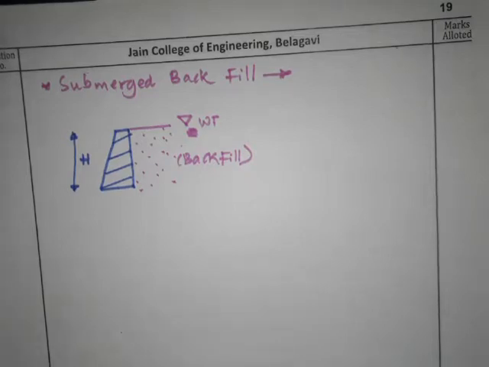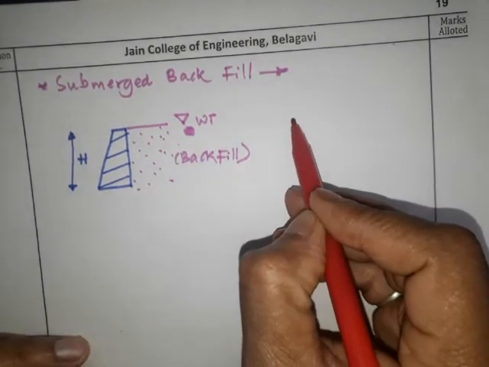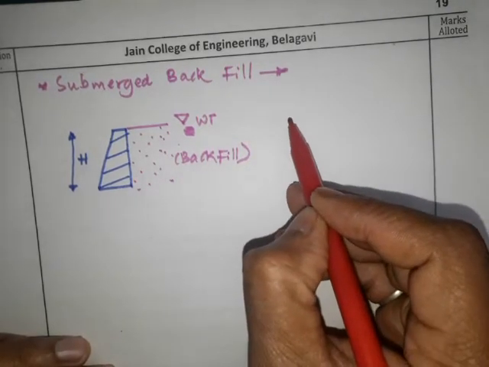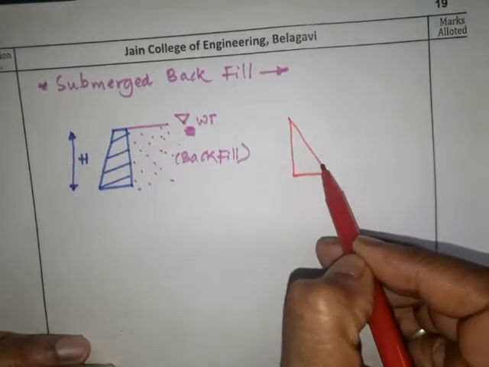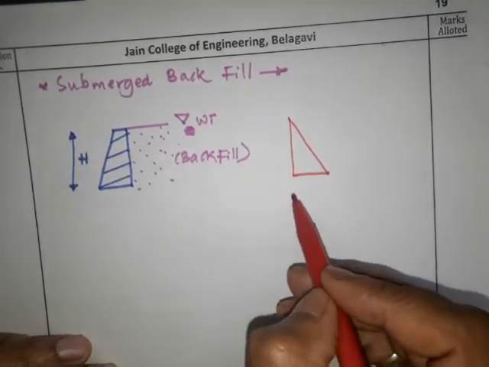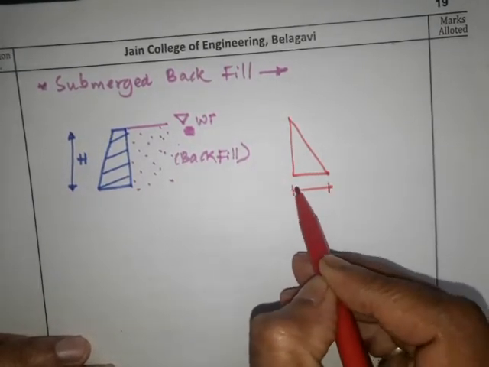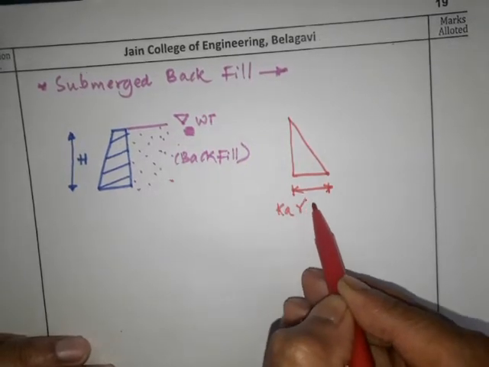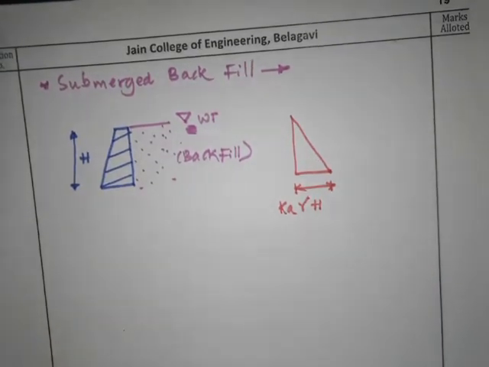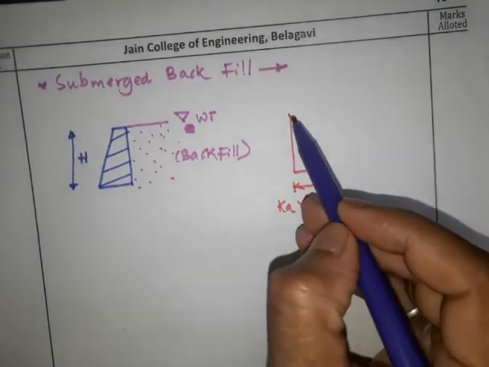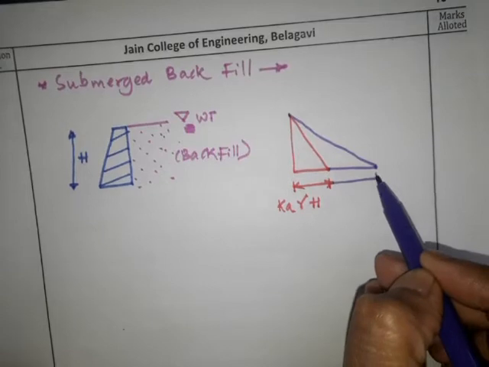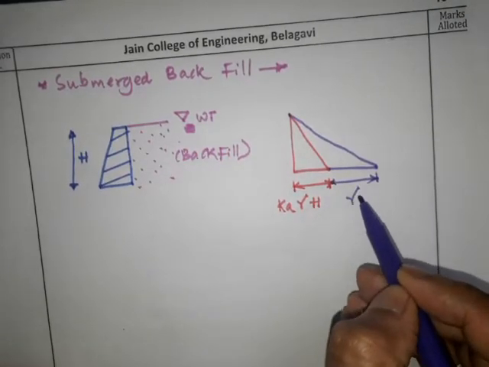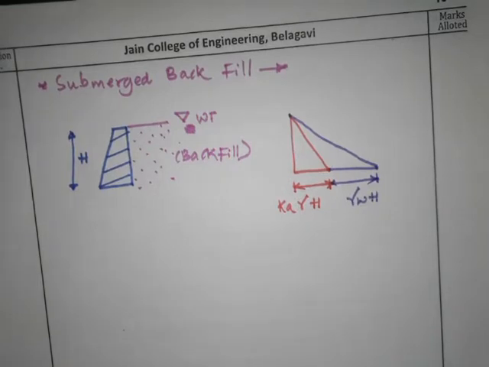what will happen here? First of all, for soil, so it's a soil, so triangular in shape. So this will be K into gamma into H. In addition to that, we have water here. So water pressure will also be in triangular shape. So it will be the addition of this. So this will be gamma W into H. Correct?